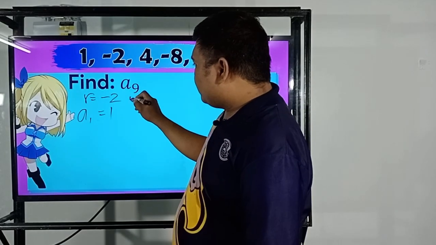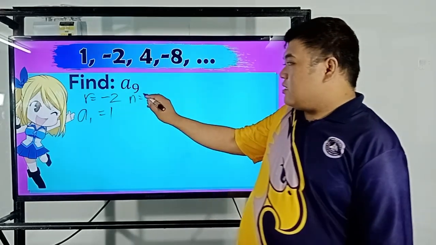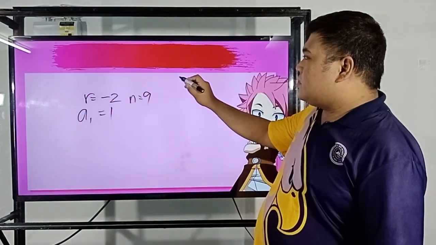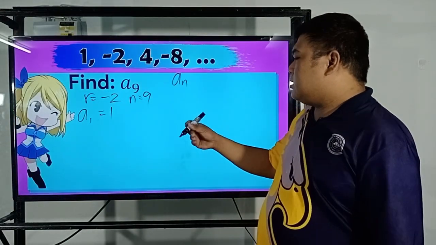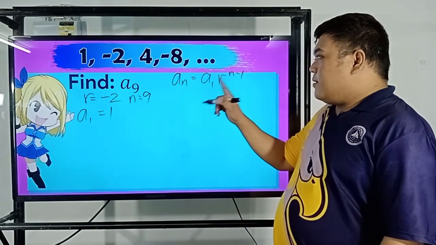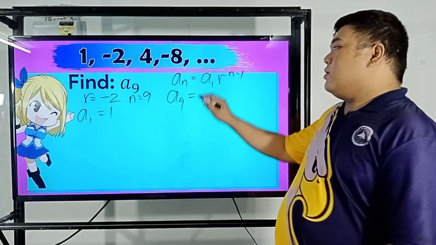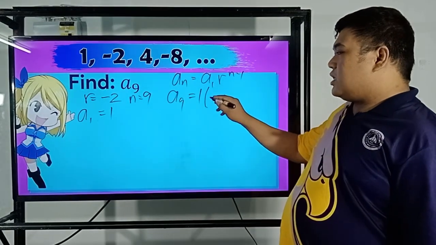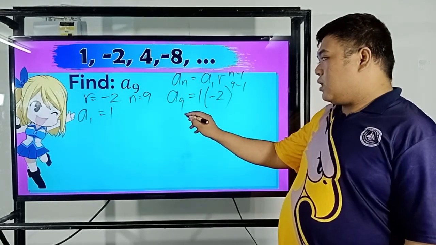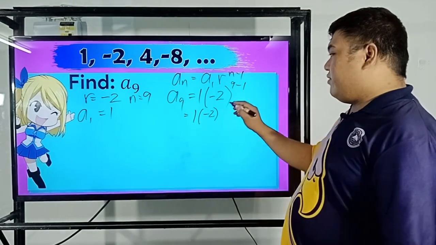Next, value ng n. O, pang ilang term bang hinahanap? 9 term. So therefore, since 9 term ang hinahanap, the value of n is 9. Again, start with the formula. So we have A sub n is equal to A sub 1 times r raised to n minus 1. Substitute na natin yung mga nakuha natin na value. So A sub 9, yung hinahanap, equals, what is the first term? We have 1 times the common ratio na negative 2 raised to n, so that is 9 minus 1 equals, yun munang nasa taas. So, 1 times negative 2, 9 minus 1 will give you 8.